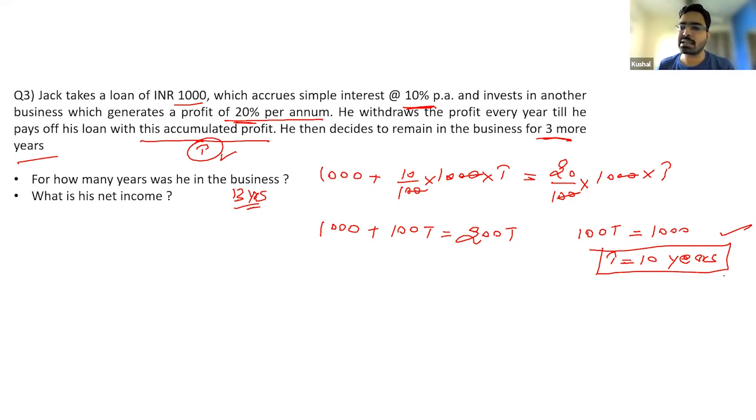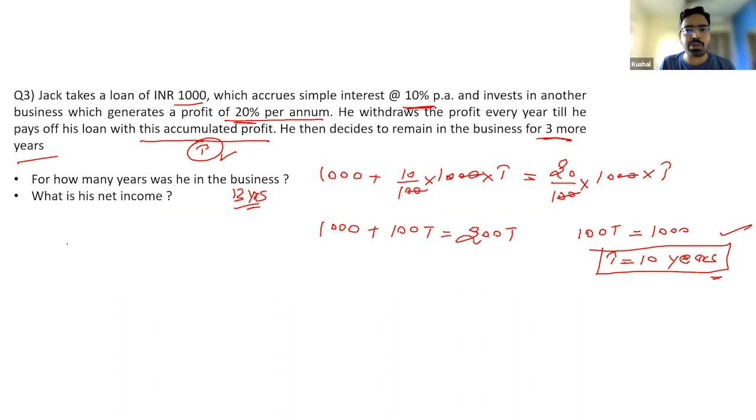Now understand this thing, that after 10 years, whatever loan he has taken, along with the interest, he has paid it back, right? And now he's staying in the business for 3 more years. Now this will be the case of compound interest, right? Why? Because he stays in the business for 3 years. Now no more he's pulling out the profit after every year. So the profit of every year is then getting invested into the business again, and the profit generated for every year is 20%, right? So what will happen?